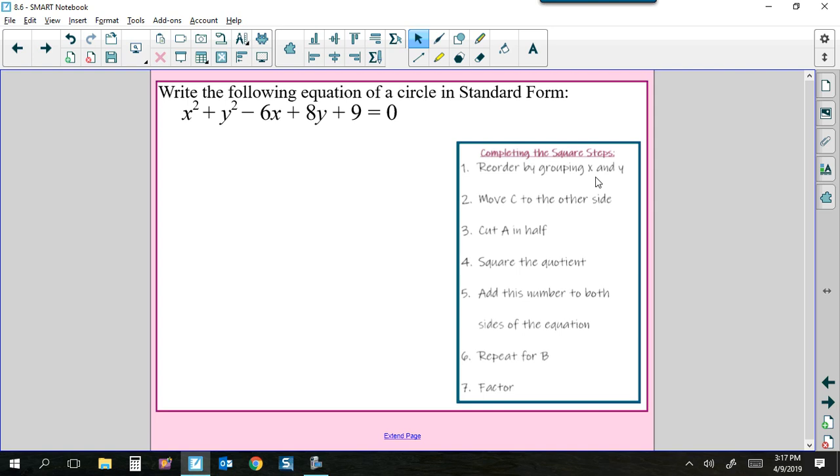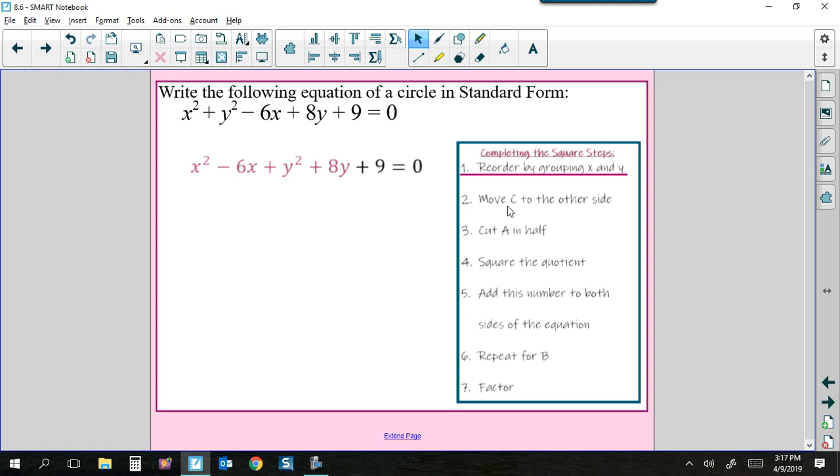So when you say reorder by grouping x and y, write in your notes right there, between 1 and 2, but leave a little space. Right here, leave a little bit of space. So you're going to have x squared minus 6x, then draw an underline to leave a space because something is getting ready to go there. And then plus y squared plus 8y, another space because something's getting ready to go there, and then plus 9 equals 0. All right, so all we've done is change the order of what everything is written in. We've put our x's together, put our y's together, and then we have our constant.